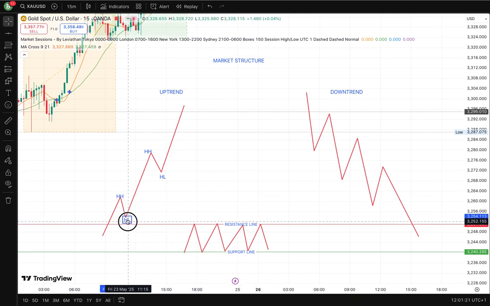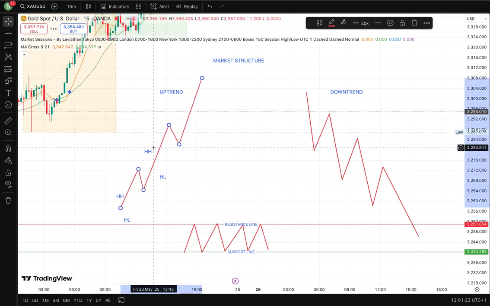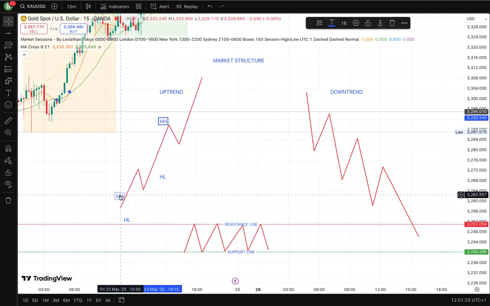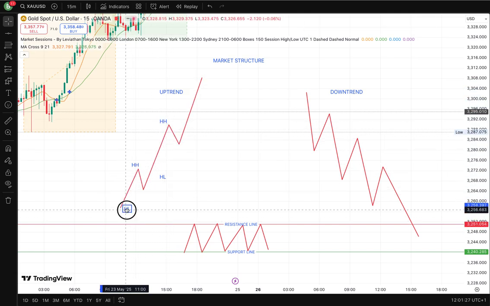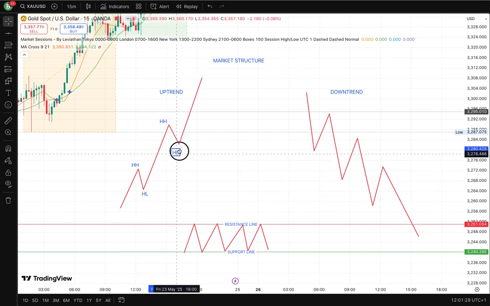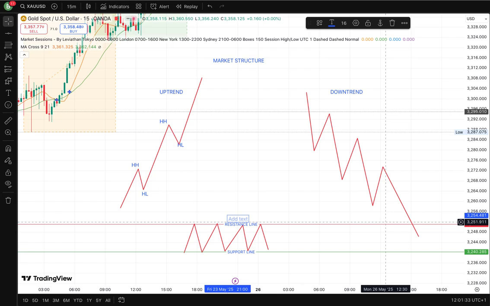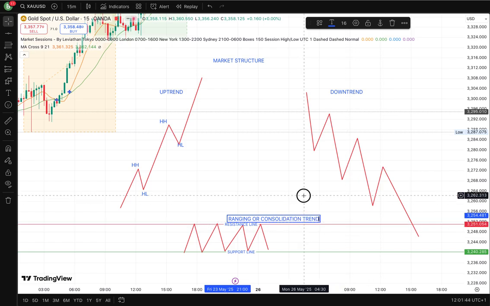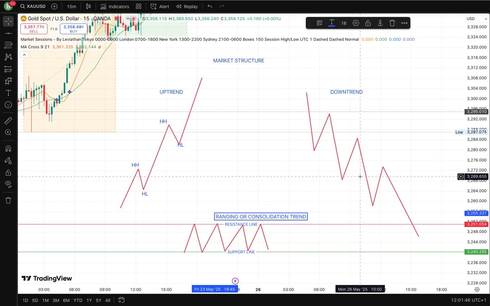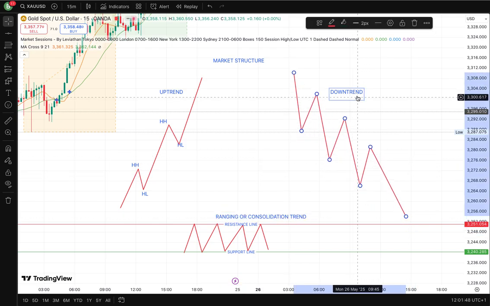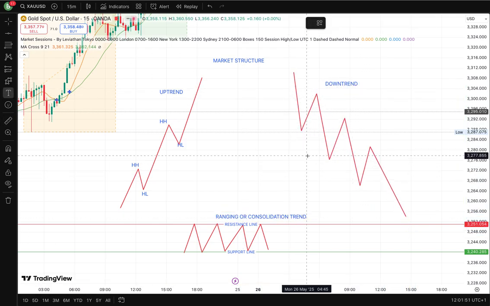Okay, so this trend now, let me adjust this trend so that they won't clash with the consolidation. Okay, this trend is ranging or consolidation trend. Okay, it's going to be very, very easy. Let me finish the labeling.